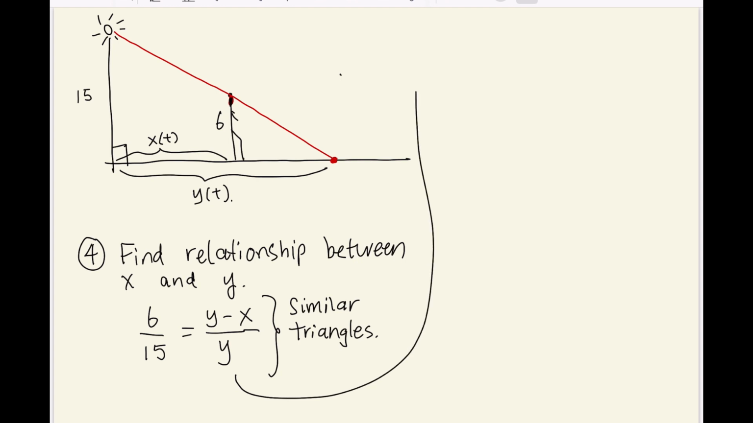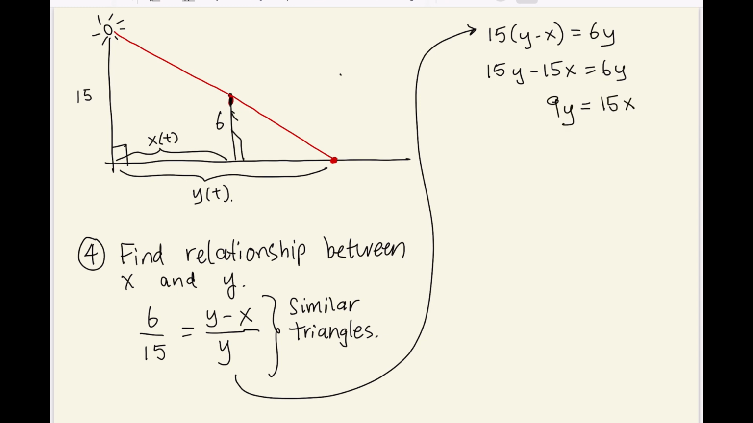And if I go over here, I'm just going to rewrite that a little more nicely by cross multiplying. So I have 15 times (y minus x) is equal to 6y. So we have 15y minus 15x is equal to 6y, or 15x is equal to 9y, right? In this case, I'm just going to solve for y, since we're looking for y prime, and that's 15/9 x, or 5/3 x. So that is my relationship in a nice simplified form.